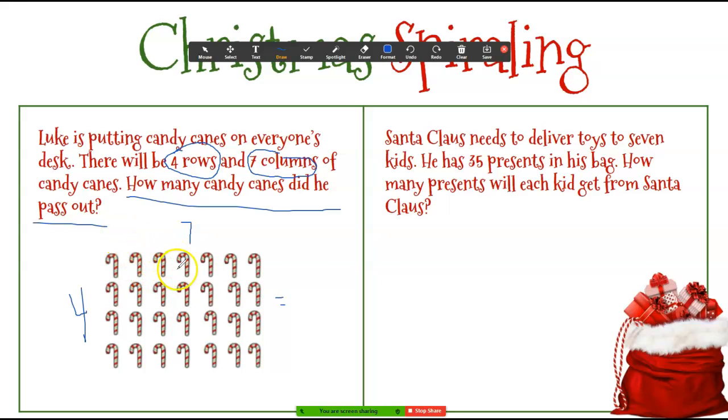1, 2, 3, 4, 5, 6, 7, 8, 9, 10, 11, 12, 13, 14, 15, 16, 17, 18, 19, 20, 21, 22, 23, 24, 25, 26, 27, 28. So he passed out 28 candy canes because I know 7 times 4 is 28. This is basically just an array in the shape of candy canes. Okay? Remember, when they give you a picture, always count the pieces in the picture.